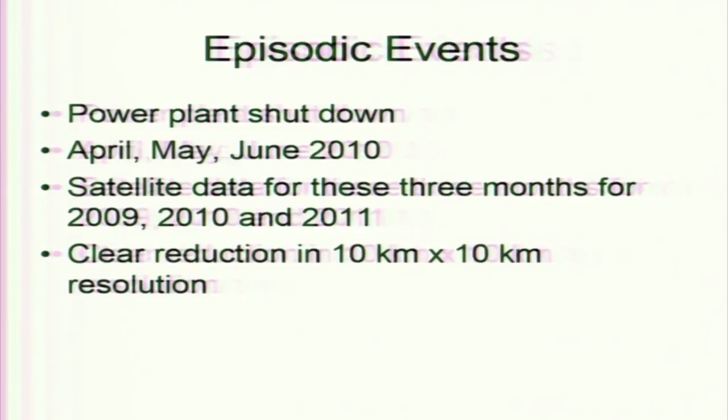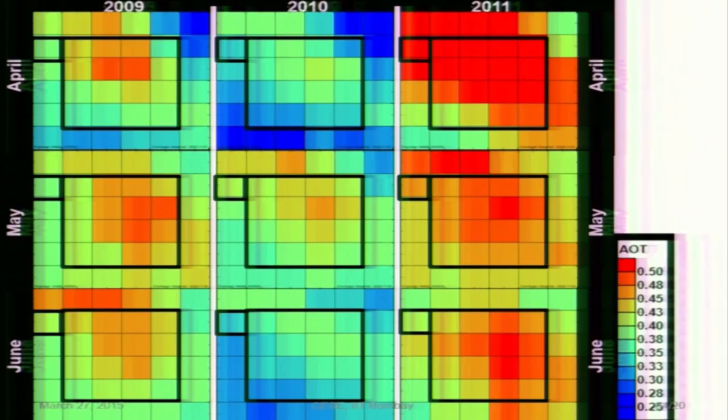Episodic event: you use an event where you say, okay, this is the time when the plant was shut down for 3 months, April, May, June. So we compared with the previous year and the following year for the same months. Clearly, there was a contribution coming from the power plant. But interestingly, locally, what you and I were breathing in Chandrapur, it didn't affect. At a regional level it affected, but at a local level it didn't, because there are more chulas and dust there which are affecting it rather than these industries.